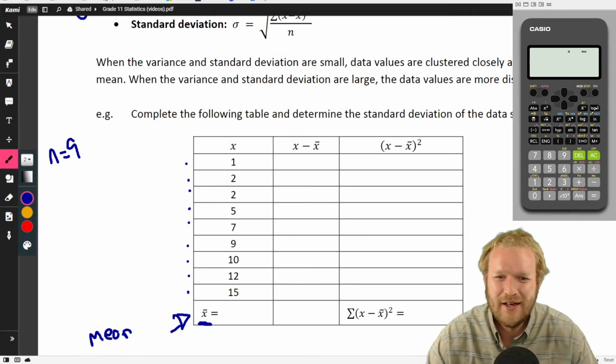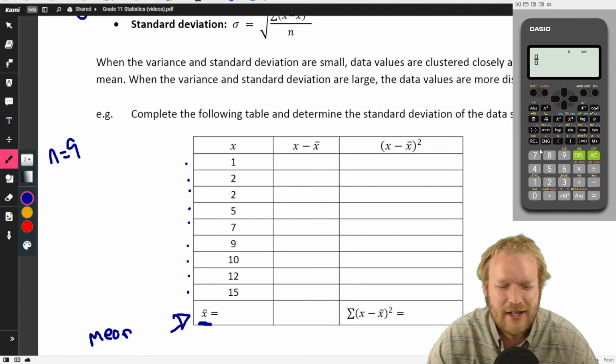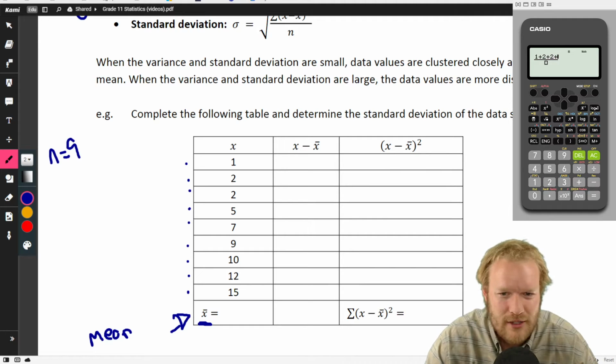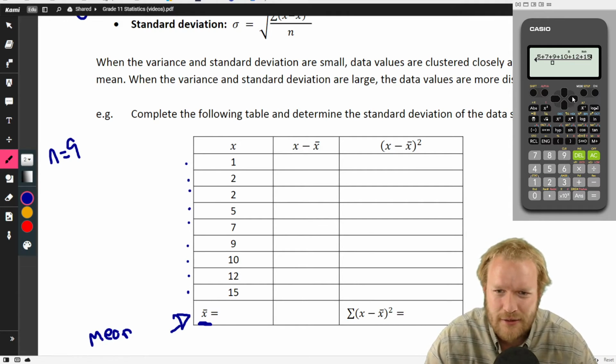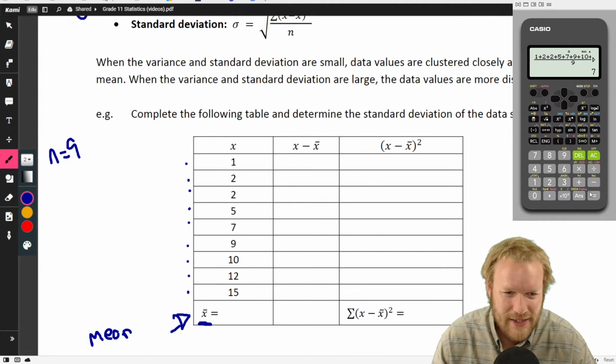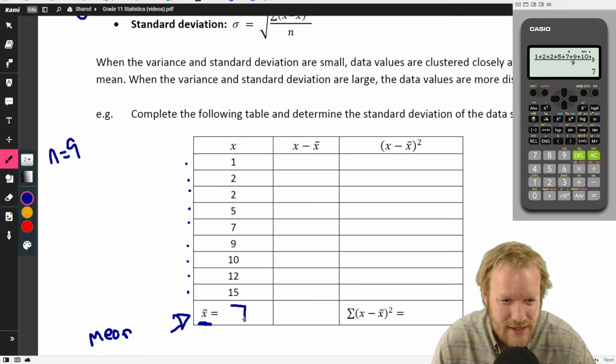But let's head back to where we wanted to be, and let's add them all up. That fraction looks a bit nicer. So 1 plus 2 plus 2 plus 2 plus 5 plus 7 plus 9 plus 10 plus 12 plus 15. And we said there were 9 of them, so excellent, the mean is 7.